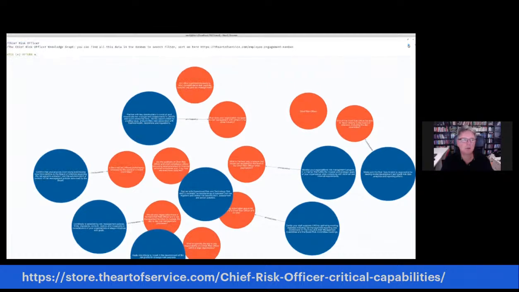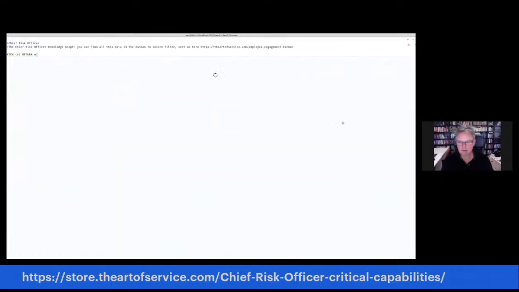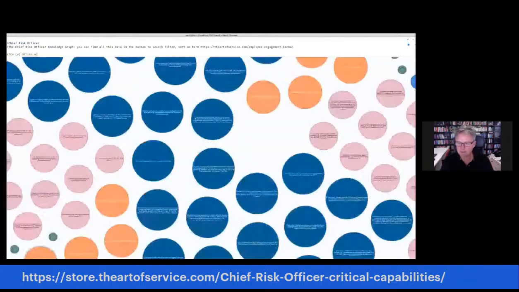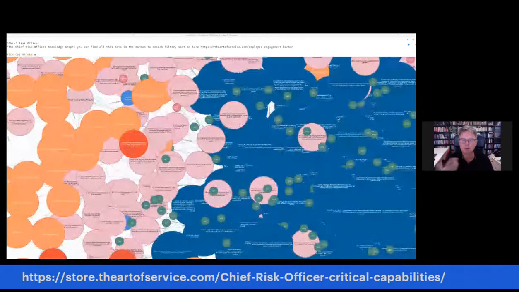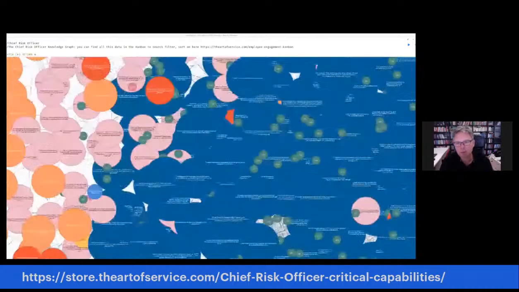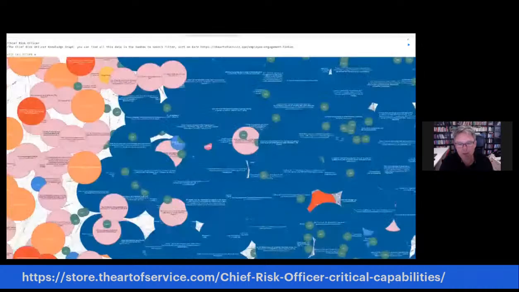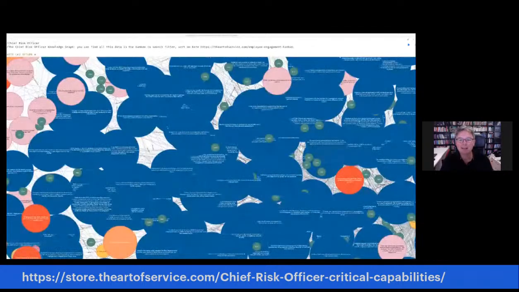And I'll pull it up on the screen again quickly, because it just looks good, doesn't it? That's what I find. That's why we use this knowledge graph. Knowledge graph makes everything visible. It looks good. You can see the relationships between things moving on your screen and how everything is related, basically. So this is the quick overview of the Chief Risk Officer critical capabilities. What's in the Kanban, what's in the knowledge graph.